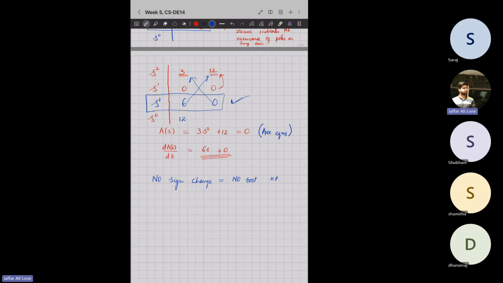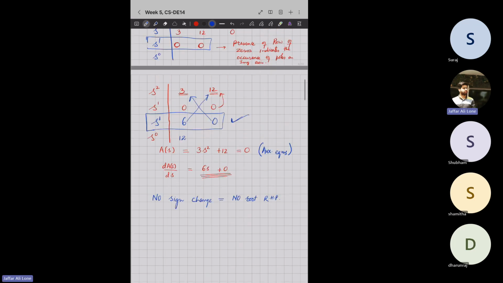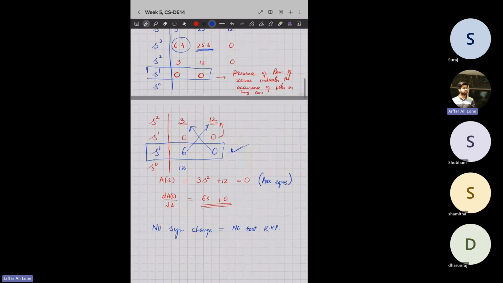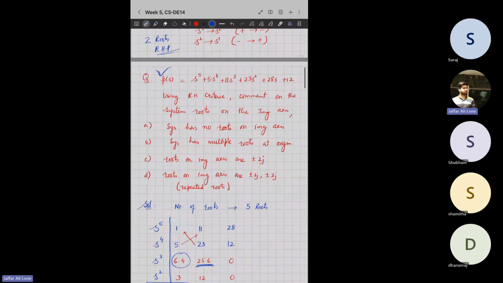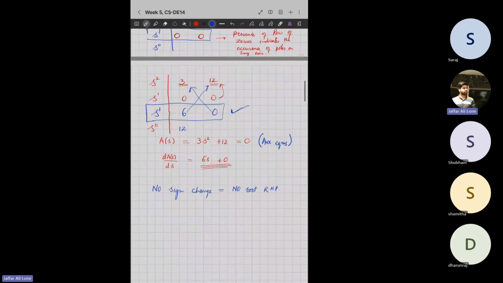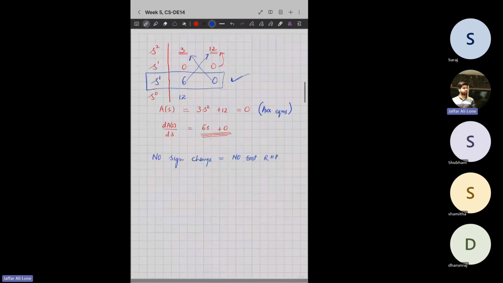But the question is not related to that. The question is about the occurrence of poles on the imaginary axis. There is no sign change, so there will be no poles in the RHP, but there is a row of zeros. It means there are poles on the imaginary axis. And the question is to find those poles, because the question is actually about them. So we have to find those poles and see whether they are simple, multiple, etc. Now, how do we find the poles on the imaginary axis?